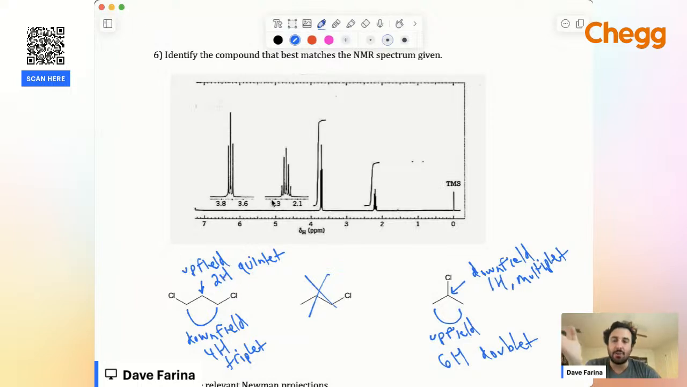And also, even though we're not given integration values, it does look pretty good, right? The triplet is bigger than the quintet, and the 4H versus 2H does seem to fit that as well. So chemical shift looks good. Splitting looks good, and the integration, even though not given values, does seem to look pretty good. So definitely this is going to be the structure there: 1,3-dichloropropane. So that'll be that one.